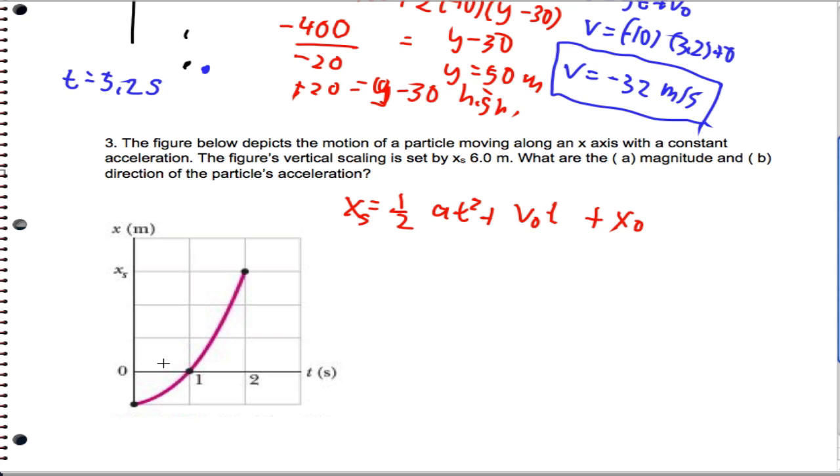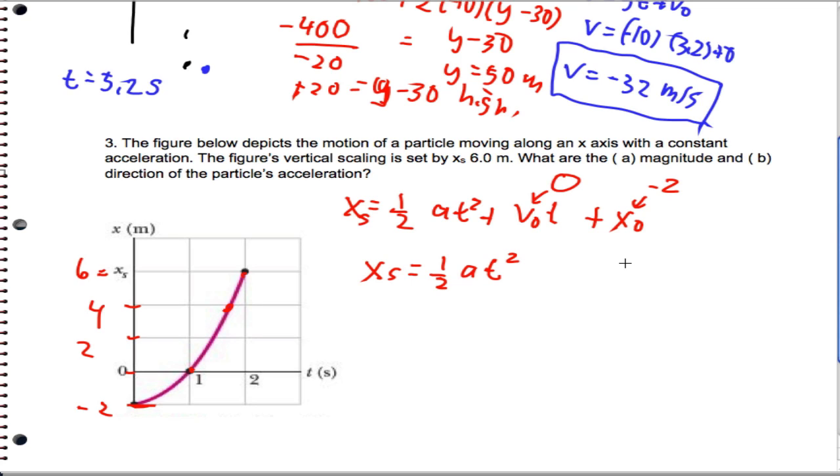So first of all, it looks like our initial position, we're told that xs is 6, so that makes this 4, 2, 0, negative 2. So look at that. We've already got that x naught is negative 2. Now notice we start off with a steep slope, less steep, and so we actually start off with a slope of 0 here, which tells us our initial speed is 0. So our equation that we want to get is xs equals 1/2 at squared.